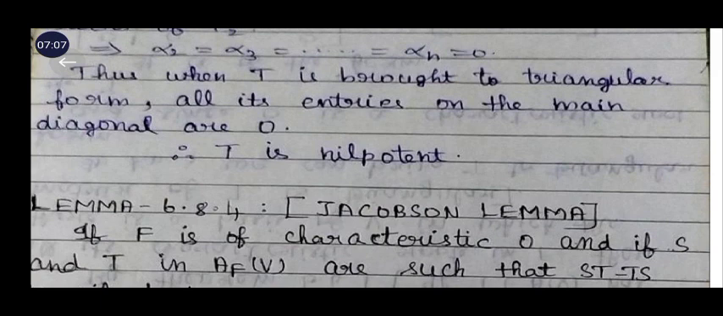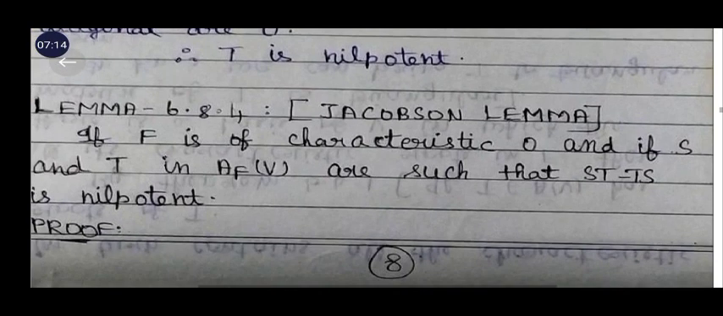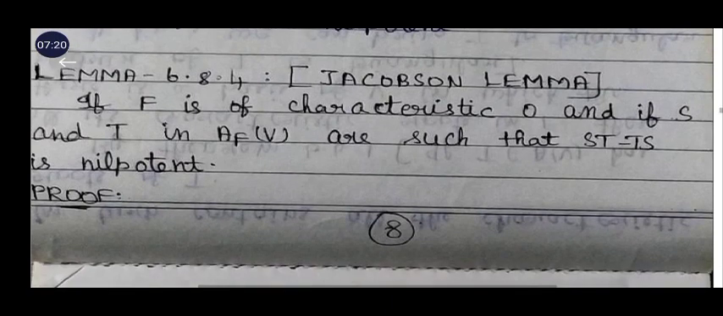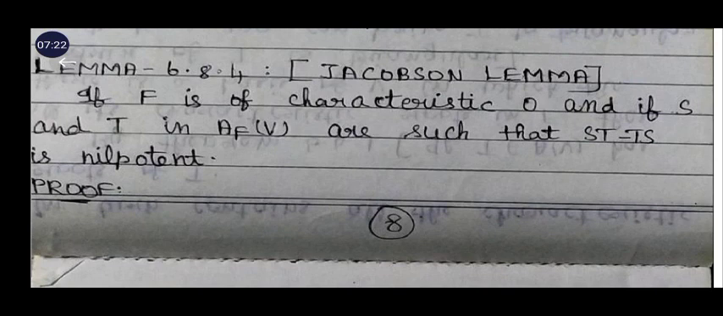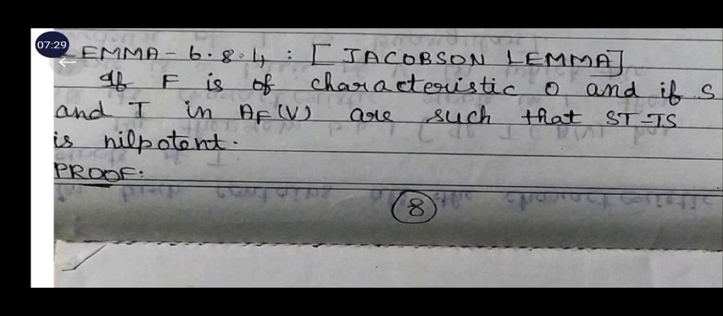Thus, we have proved. Next, we are going to see an important lemma, that is Jacobson's lemma. If F is of characteristic 0 and if S and T in A of E are such that ST minus TS commutes with S, then ST minus TS is nilpotent, that we have to prove.